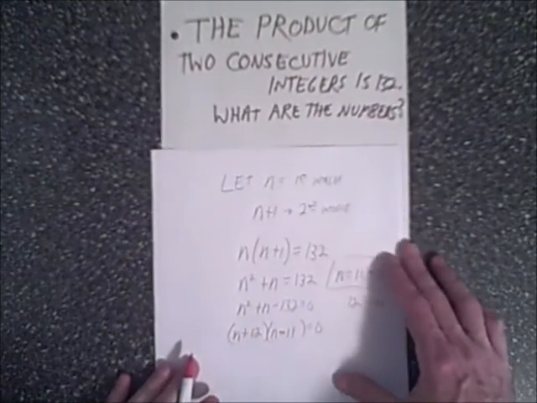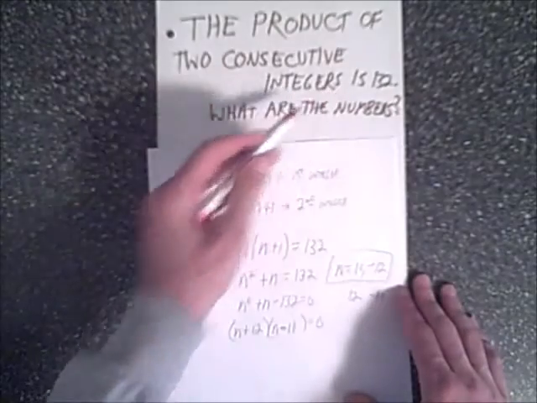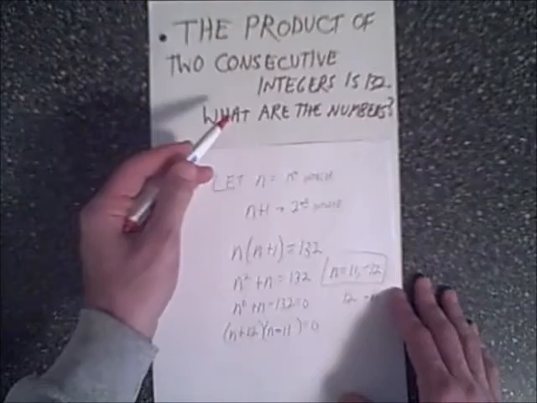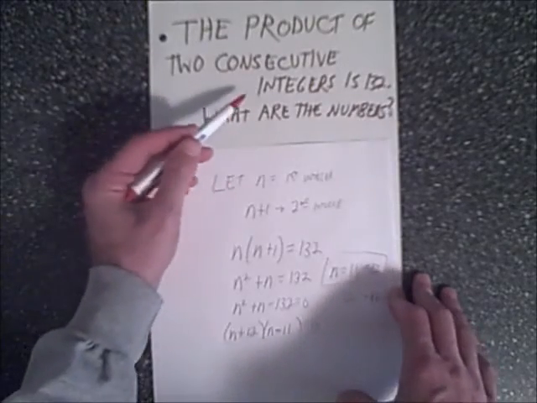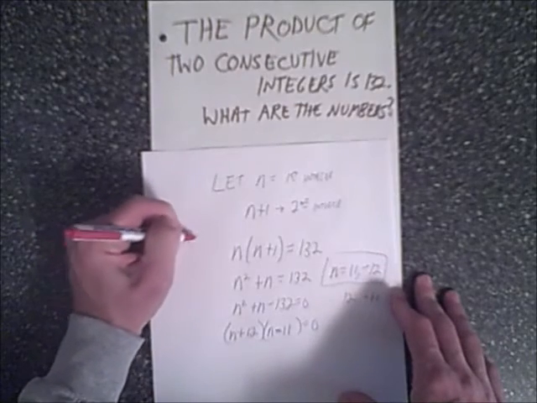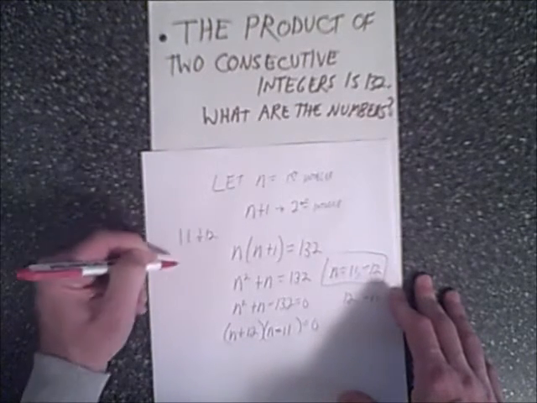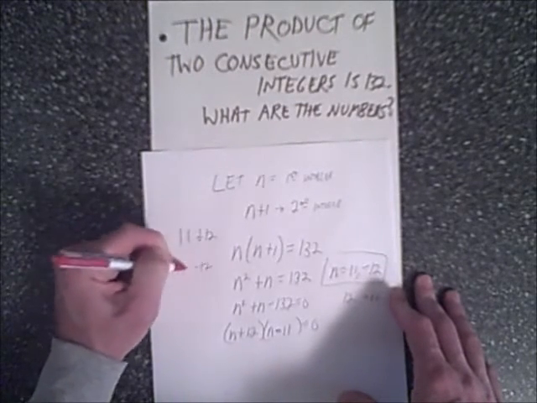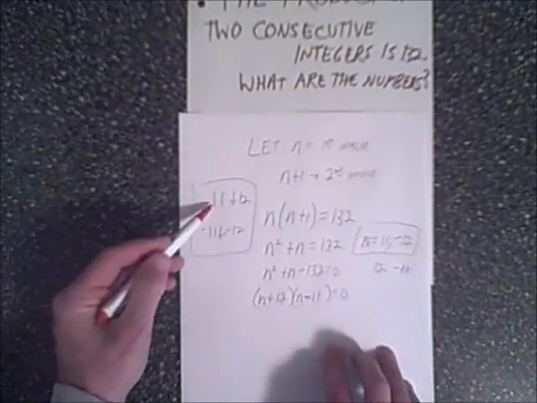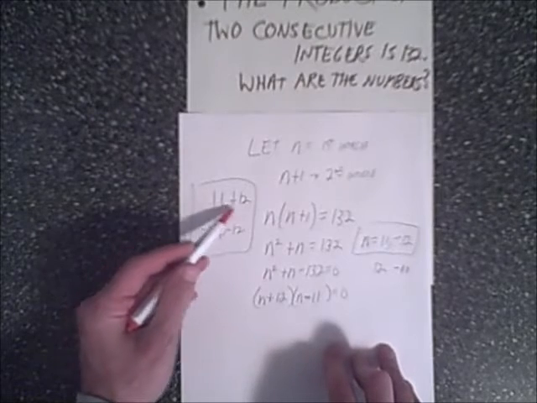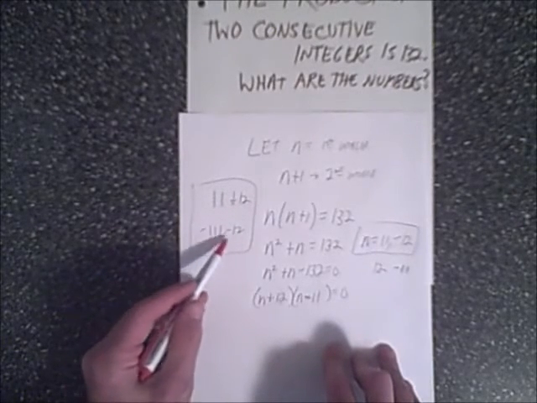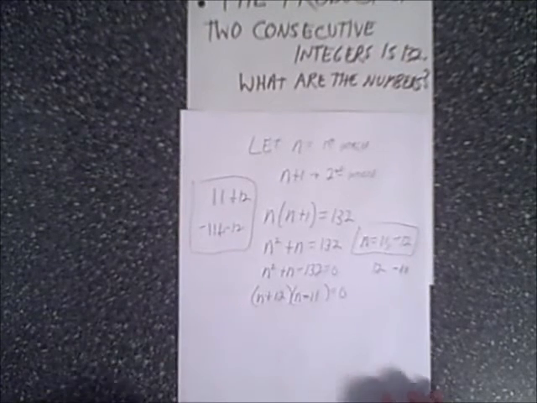So let's go back to our question. The product of two consecutive integers, and again, integers can be odd or even, plus or minus, anything. So let's take 11 and 12 is going to be one of our answers. 11 and 12. And then negative 11 and negative 12 is going to be the other. And we actually have two solutions. These multiply to 132 and are consecutive integers. These multiply to 132 and are also consecutive integers.